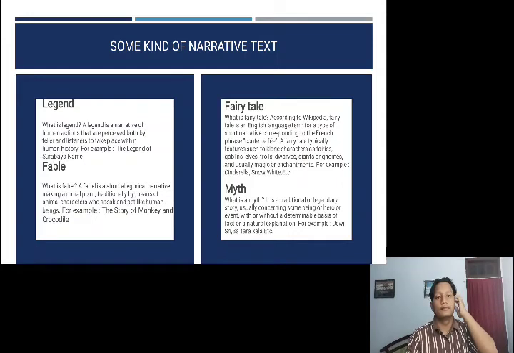And then number 4 is a myth. What is a myth? It is a traditional or legendary story usually concerning some being or hero, with or without a determinable basis of fact or a natural explanation. For example, Dewi Sri, Batara Kala, etc.